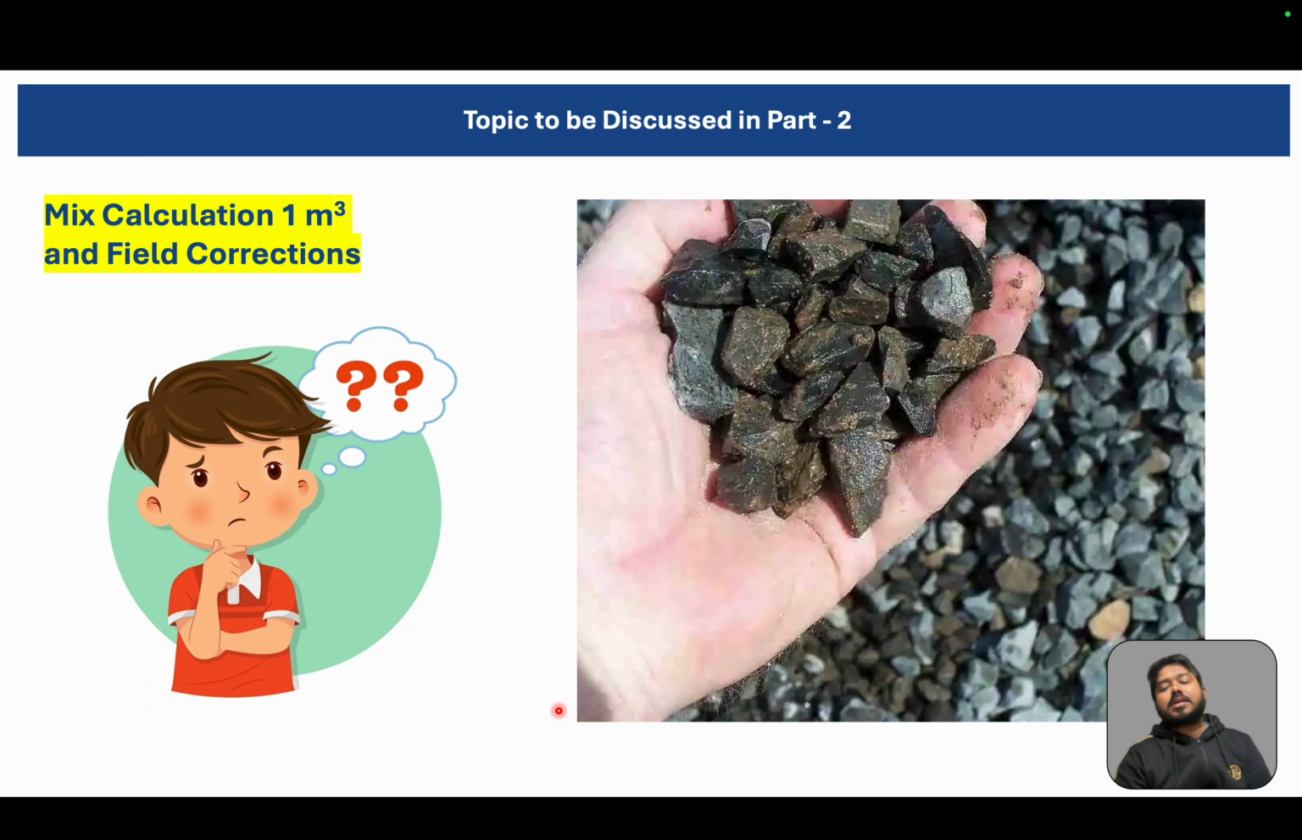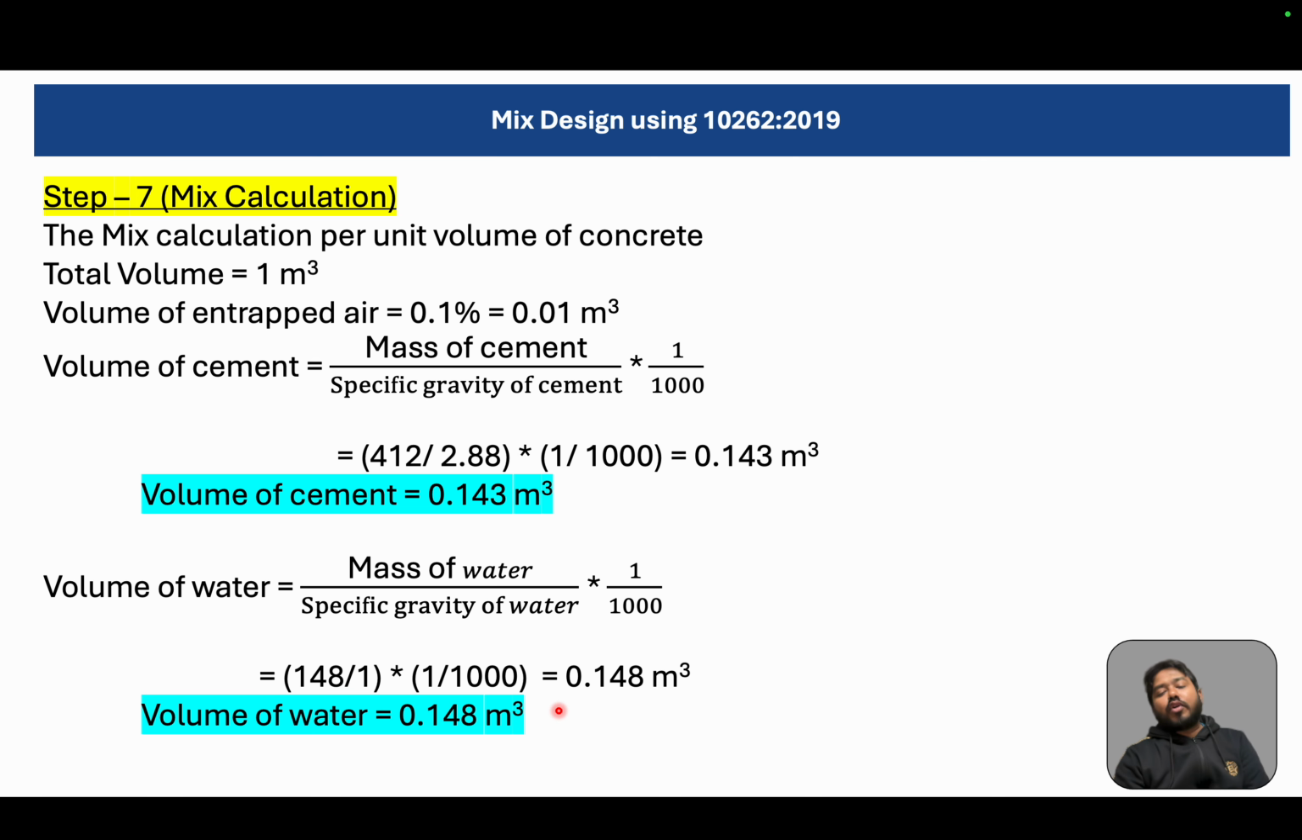So far we have discussed these things. And the next part we are going to discuss is the mix calculation for 1 meter cube. So far you have already calculated the mass of the cement, the mass of the water, the superplasticizer content, all of it. Now we need to do a final step that we call the mix calculation. As I said, we always do the mix calculation for 1 meter cube: length, breadth and height of 1 meter.